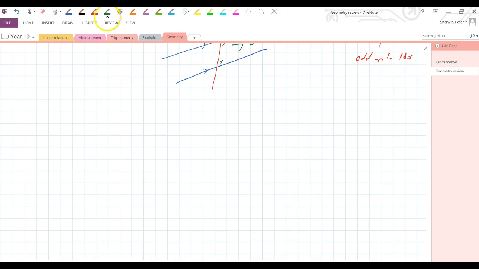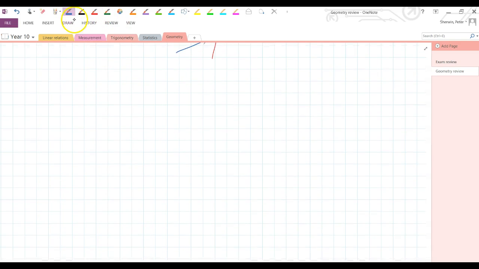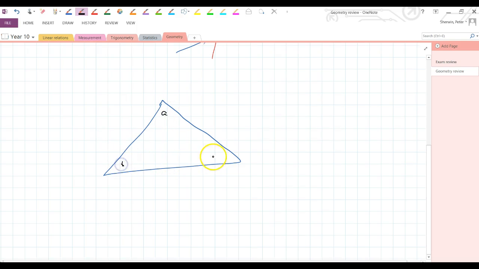I want to show you how we can neatly prove, because everyone knows that the angles in a triangle add up to 180, but how do we prove it? Right, so here's a triangle. Let's give the angles a name, A, B, C. Let's now produce a line parallel to that one there.